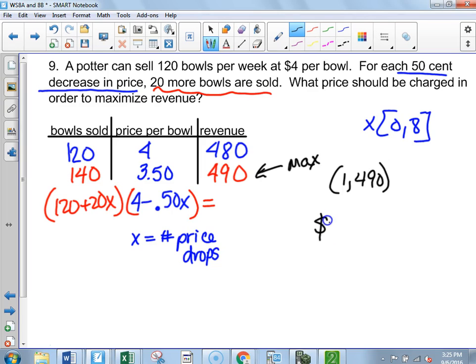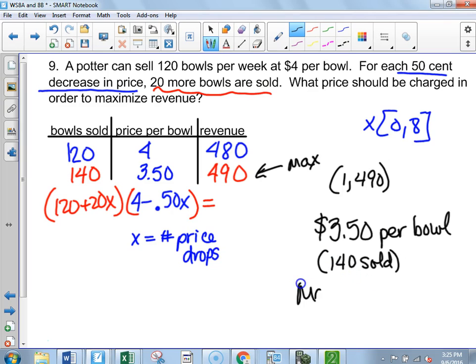Okay, $3.50 per bowl. How many would they sell? 140 would be sold for a max revenue of $490. It really only asked how much to charge. This is what it asked for right here.